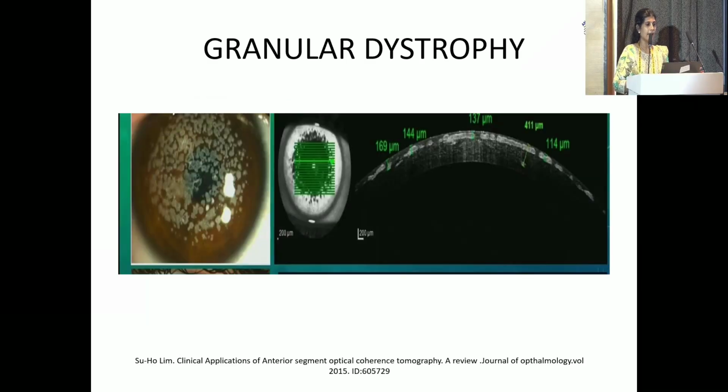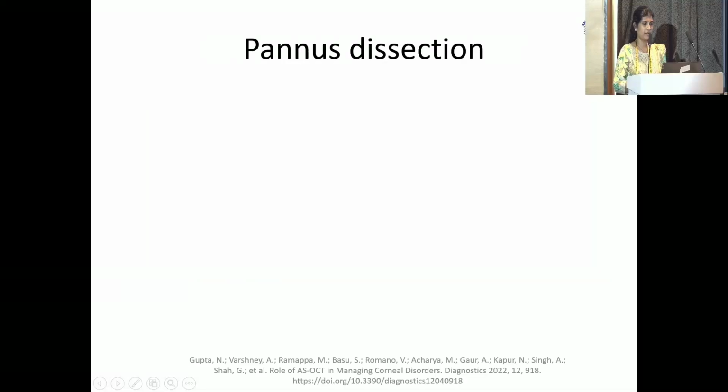In case of granular dystrophy, we can decide at what layers or at what depth the granules are present, and upon that decide the surgical procedure we have to do. If it is in the first 150 micron, we can go ahead and do PTK. If it's in a deeper layer, then we have to do some other procedures like DALK or PK.